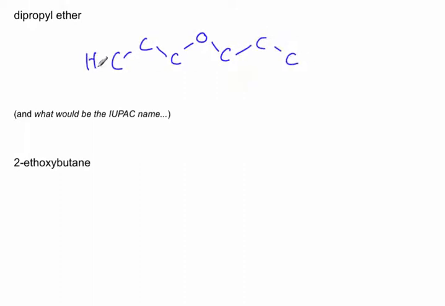So there's my 2 propyls saturated with hydrogens, and there we go, dipropyl ether. Not a problem to draw that. How about the IUPAC name for this?